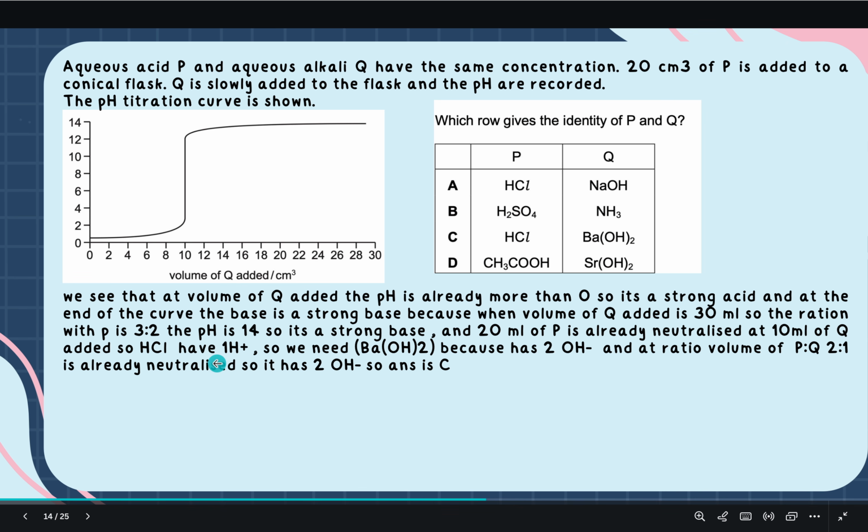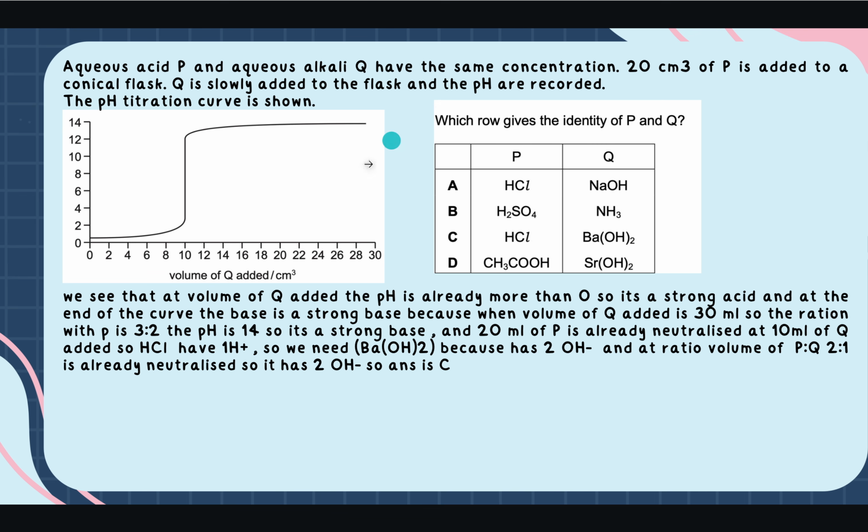Next question. Aqueous acid P and aqueous alkali Q have the same concentration. 20 milliliters of P is added to a conical flask. Q is slowly added to the flask and the pH is recorded. The pH titration curve is shown here. And so which row gives the identity of P and Q? So here are the options.